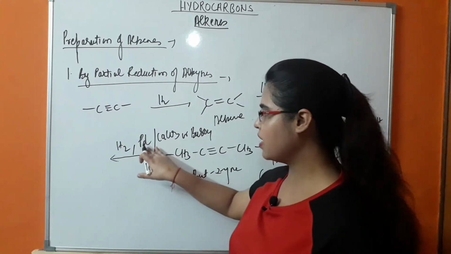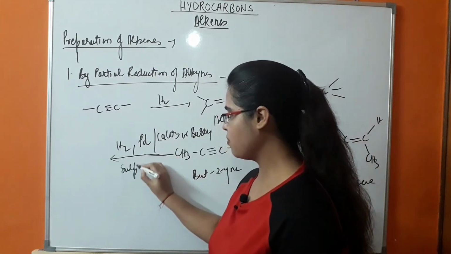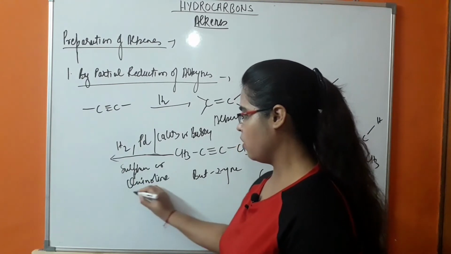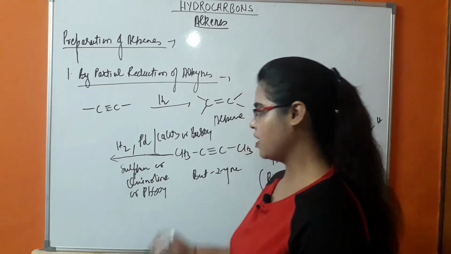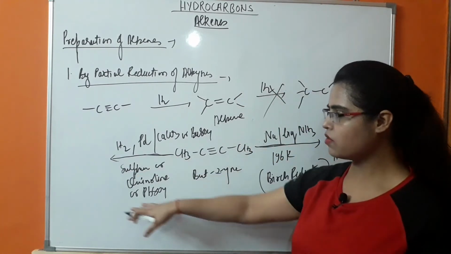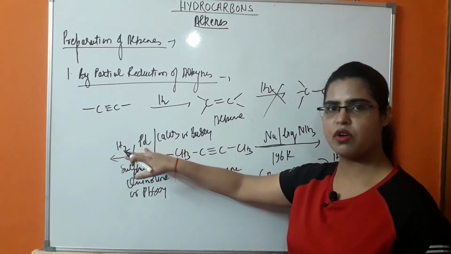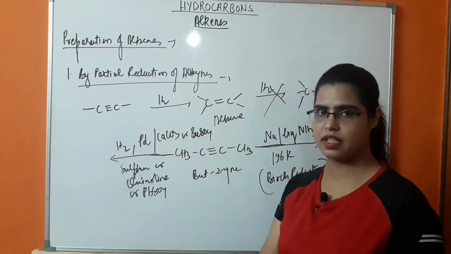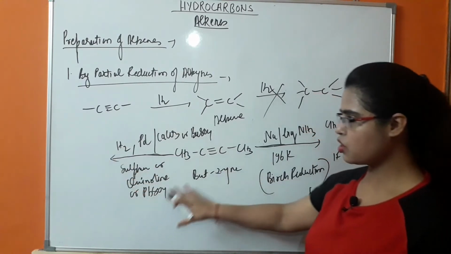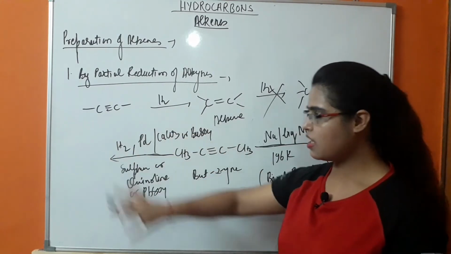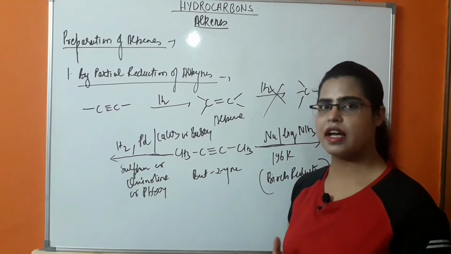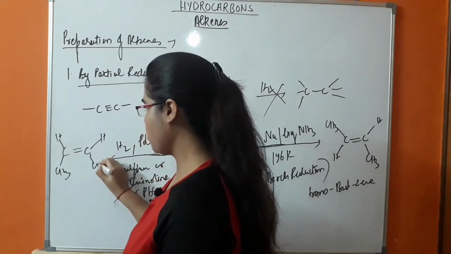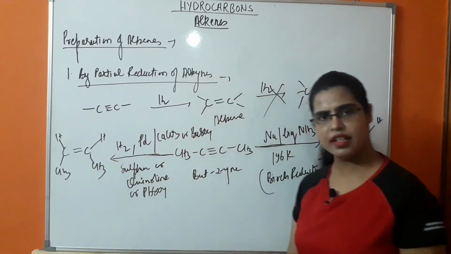So the poisoning of palladium will be done by using either sulfur or quinoline or PbSO4, that is lead sulfate. Any of the three can be used to poison the catalyst so that the reaction will stop at the alkene stage. Second, if this catalyst is used, then there will be formation of the cis isomer of alkene.